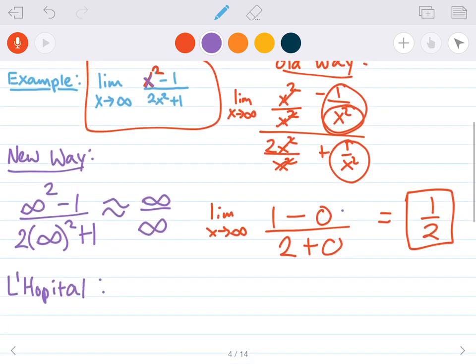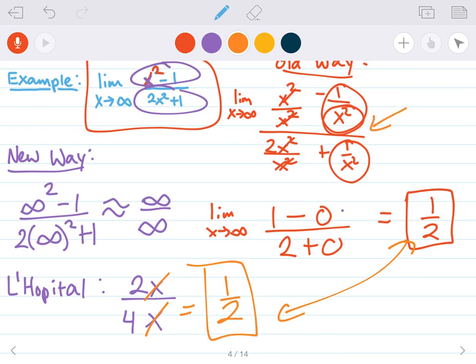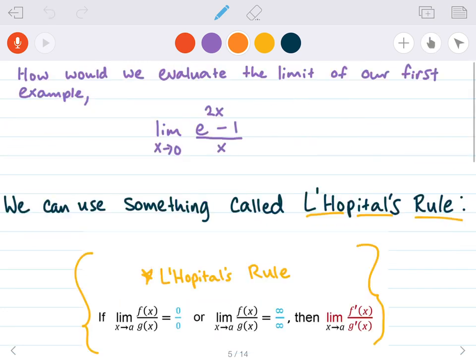So L'Hopital says take the derivative of the numerator and the denominator. All right. So let's see. What is the derivative of x squared minus 1? That's just 2x using the power rule. And on the bottom, we have 4x. Now these x's cancel out, and we're just left with 1 over 2 using L'Hopital's rule. So you see we get the same answer. So this is just a new way of evaluating limits because, like I said, the factoring isn't always going to work. So this is kind of just another tool in our toolbox to evaluate limits.